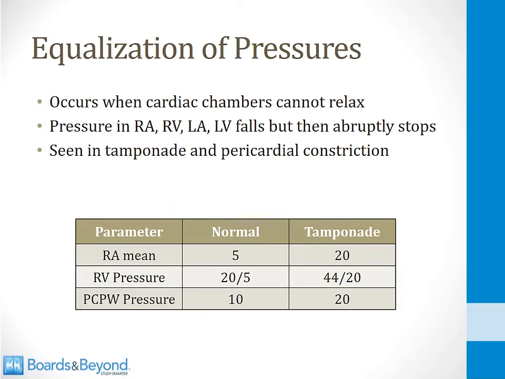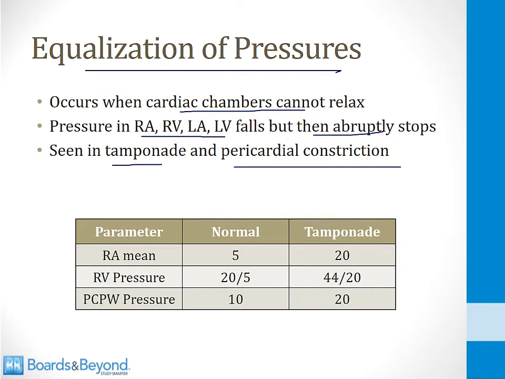Besides all those findings in the venous pressure tracing, there is another classic finding of tamponade that you can see when you measure the pressure in all the chambers in the heart. This finding is called equalization of pressures. This is what you see when the cardiac chambers cannot relax. What you see is that the pressure in the right atrium, right ventricle, left atrium, and left ventricle fall, but then abruptly stop at some high level. You see this finding, equalization of pressures, in both tamponade and in pericardial constriction, which we'll talk about in a minute. So let's take a look at what I've drawn in this table on the screen here.